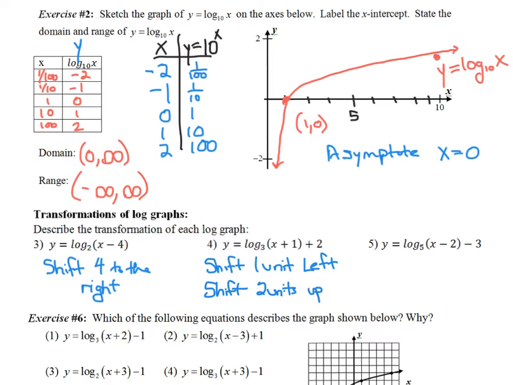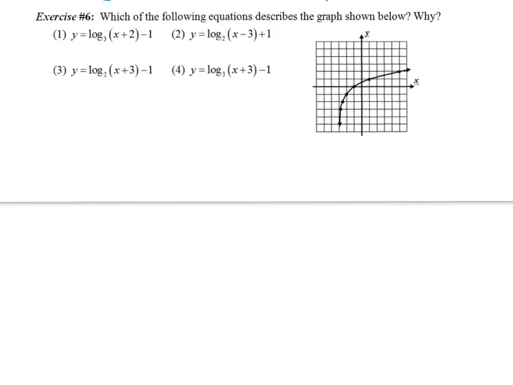For number 5, I see that this log has an x minus 2 as its argument, and then we're going to subtract 3. So for the x minus 2 portion, we see that we are going to do a shift of 2 to the right. And then for the minus 3 portion, we see that we're going to shift 3 units down. You'll notice that it didn't matter what the base of the log was. In each case, the base was different, but the shift is not affected by that base.